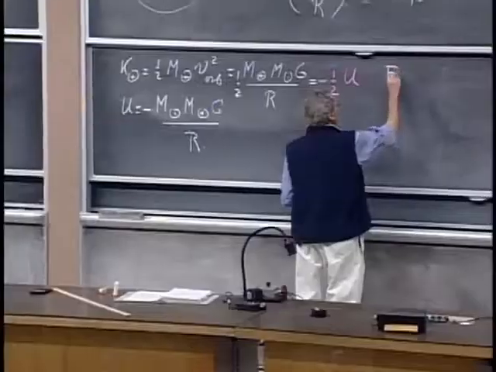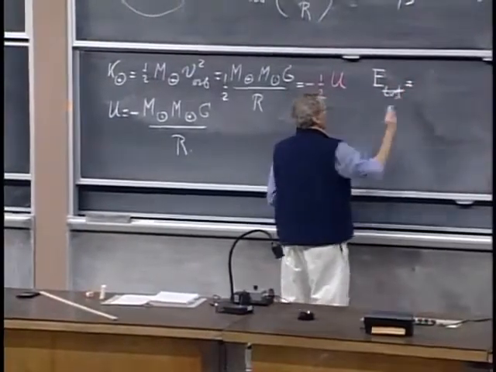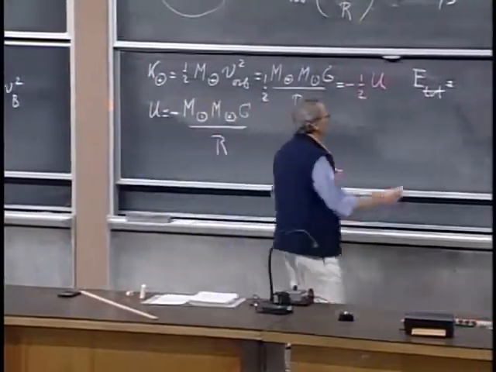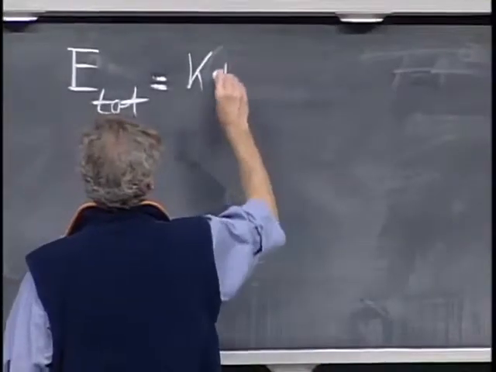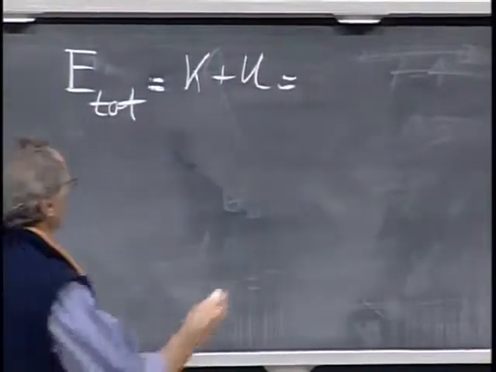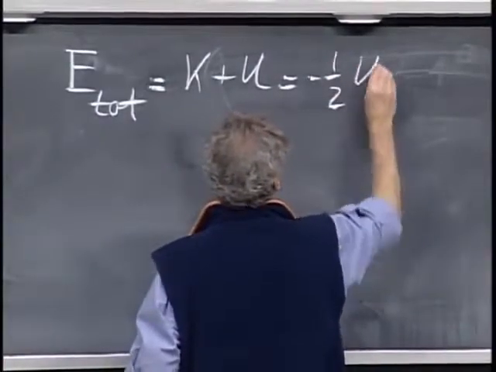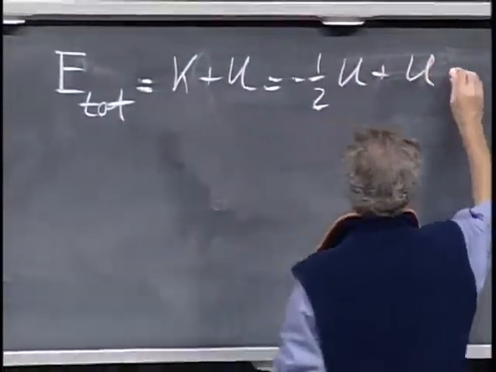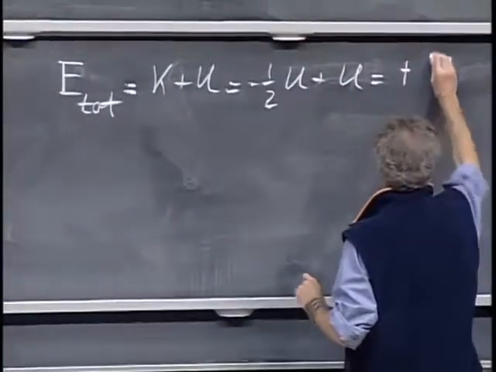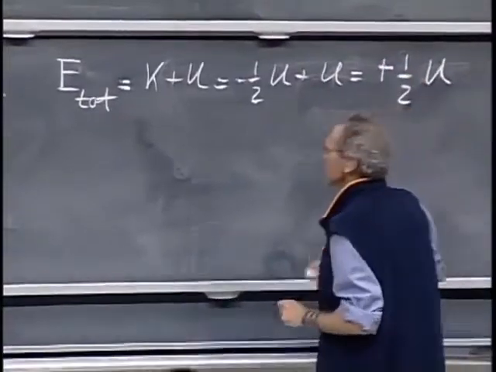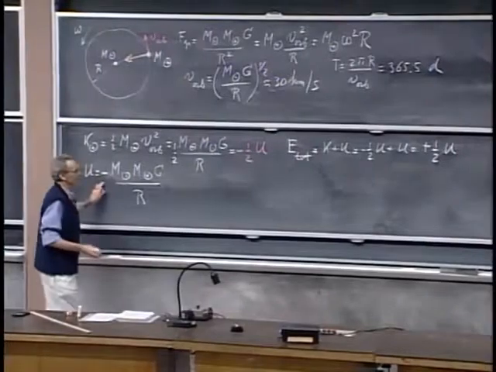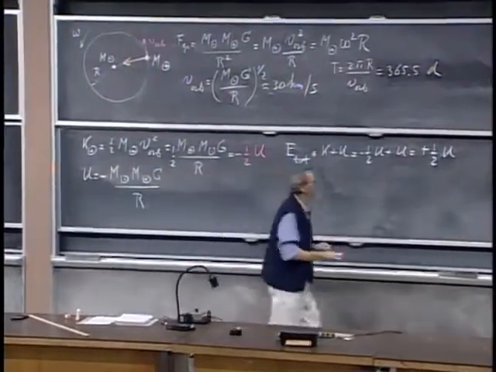What is the total energy of the Earth around the sun? That means the sum of potential energy and kinetic energy. Well, the kinetic energy is minus 1/2 U, and the potential energy is U, and so this is plus 1/2 U. That means it's negative, because U itself is negative. It is also equal to minus K.